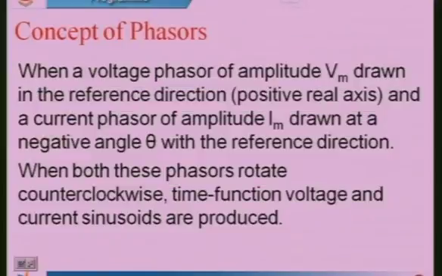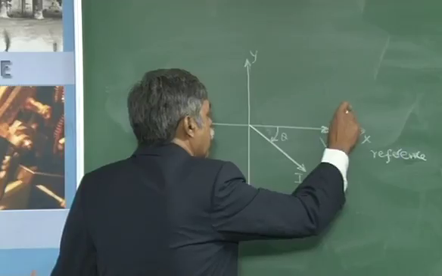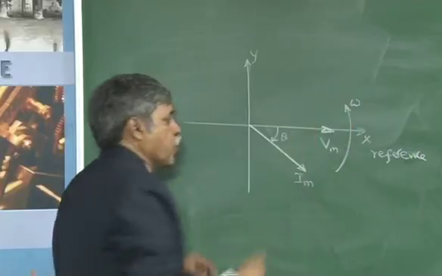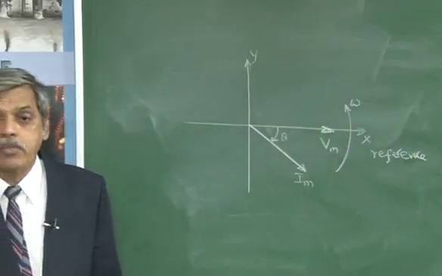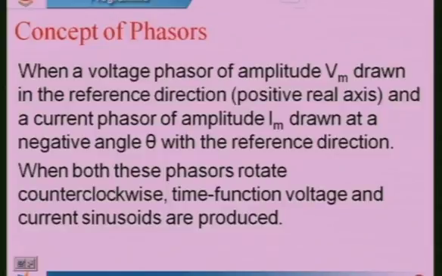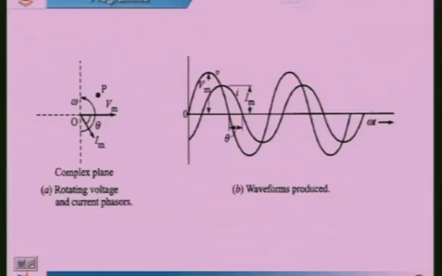When both these phasors are rotated in the counterclockwise direction, so that is the positive direction you have taken, we get two waveforms. Both waveforms are time functions, one is the voltage and the other one is the current sinusoid. So the waveforms you can see here, they will be like this, okay.